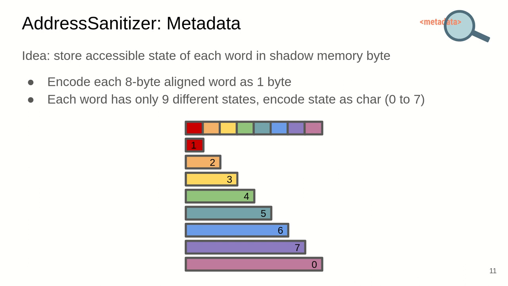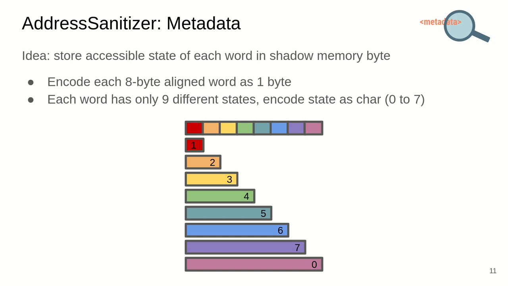So what kind of metadata do we actually store? The idea that AddressSanitizer has is that it stores the accessible state of each word in shadow memory. Now, we have 1 byte of metadata for 8 bytes of memory. We could just store 1 bit of information about the accessibility of each byte. But this doesn't allow an efficient check, because then we would have to do bit fiddling and whatnot.